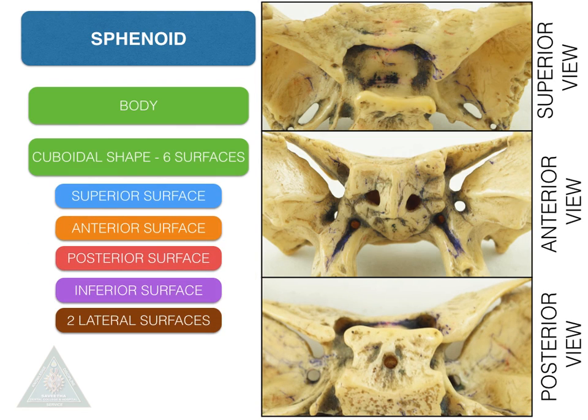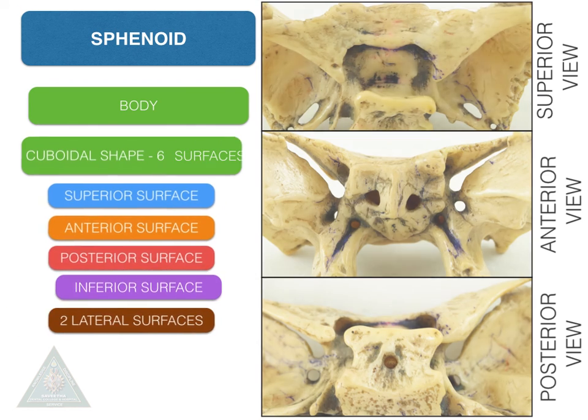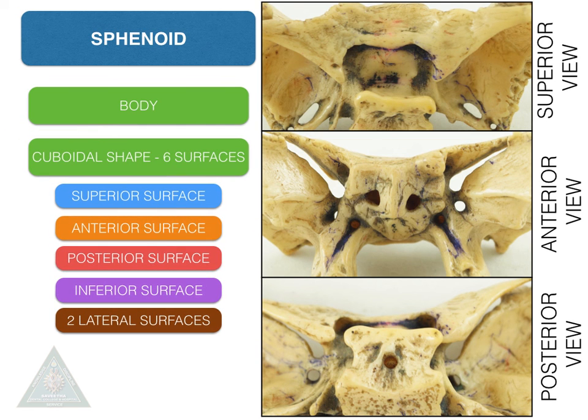Moving on to the inferior surface. The inferior surface is marked by the sphenoidal rostrum, which articulates with the ala of the vomer, and lateral to it we can see the vaginal process. Moving on to the lateral surfaces. The lateral surface will give attachment to the root of the greater wing of sphenoid, and above this we can see the carotid sulcus. The terminal part of the internal carotid artery is seen in the carotid sulcus. Behind it, we have a small tongue-like projection called the lingula. These are the features present in the body of the sphenoid.